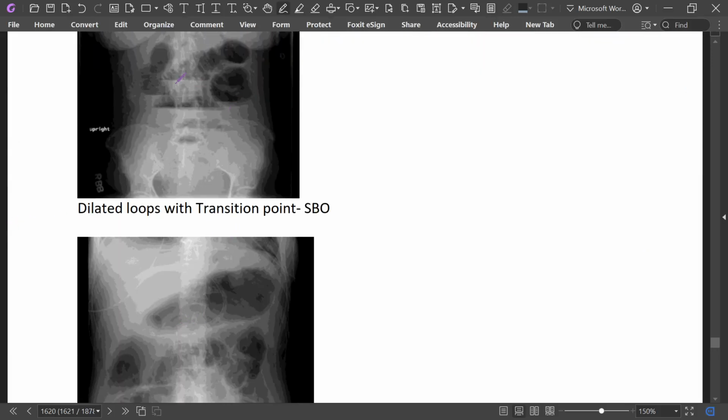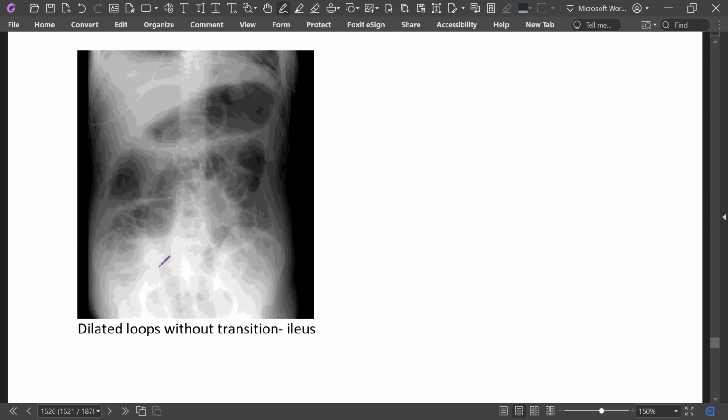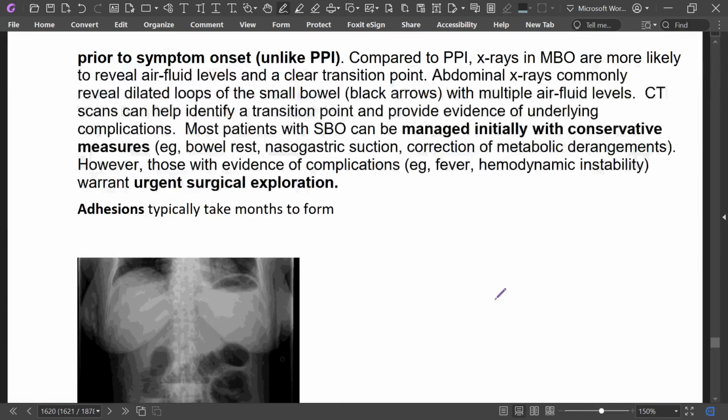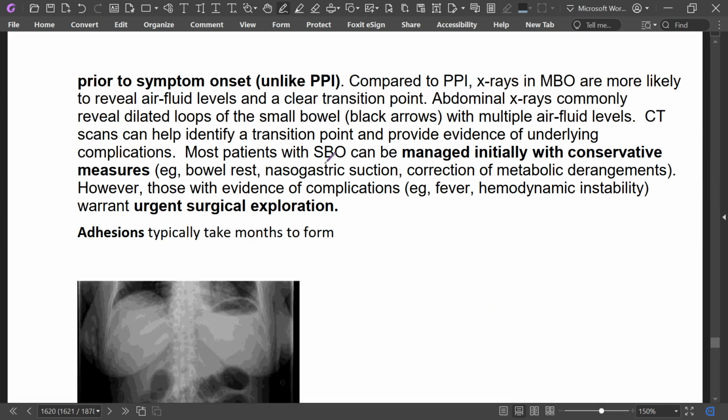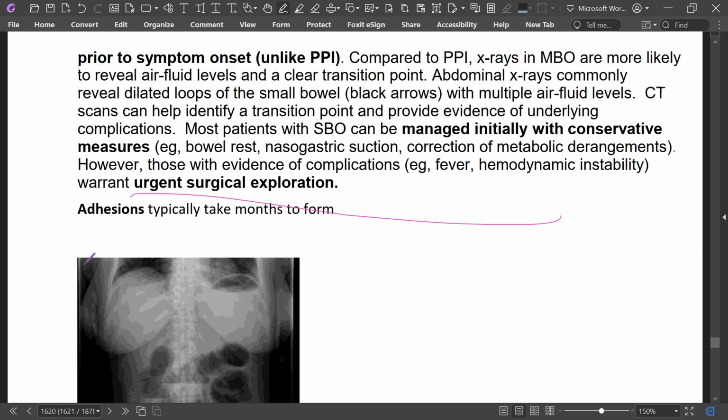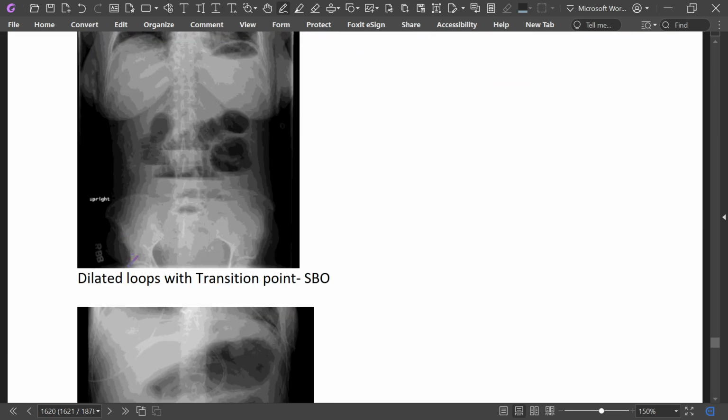This is dilated loops with transition point. This is the transition point. And in here, dilated loops without any transition point in postoperative ileus. In mechanical bowel obstruction, it is managed initially with conservative maneuvers. Those with evidence of complication like fever and hemodynamic instability, urgent surgical exploration should be done.